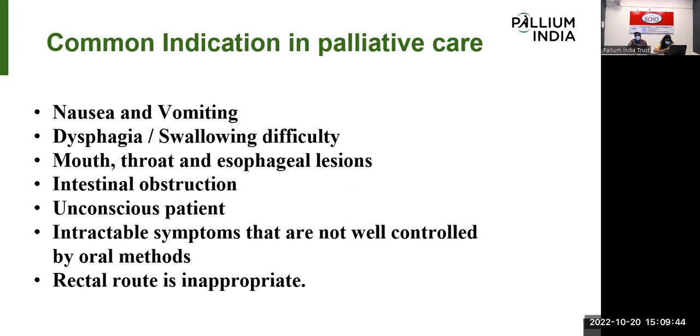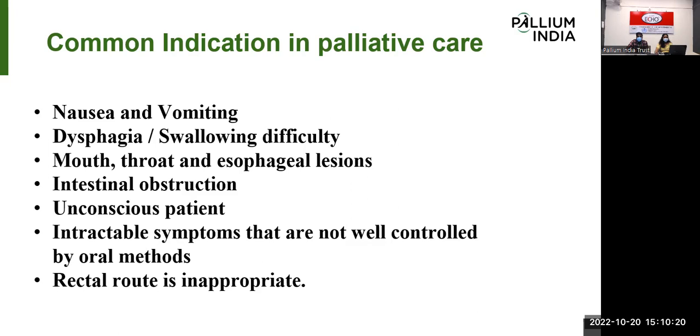Then intestinal obstruction, mainly due to the primary reason or the prognosis, mainly cancerous conditions related to the gastrointestinal system. At any time, we can expect intestinal obstruction. Due to the intestinal obstruction, the patient will be unable to take medicines or any food item. In such a situation also, we can use subcutaneous medicines and infusions for maintenance and for symptomatic management.